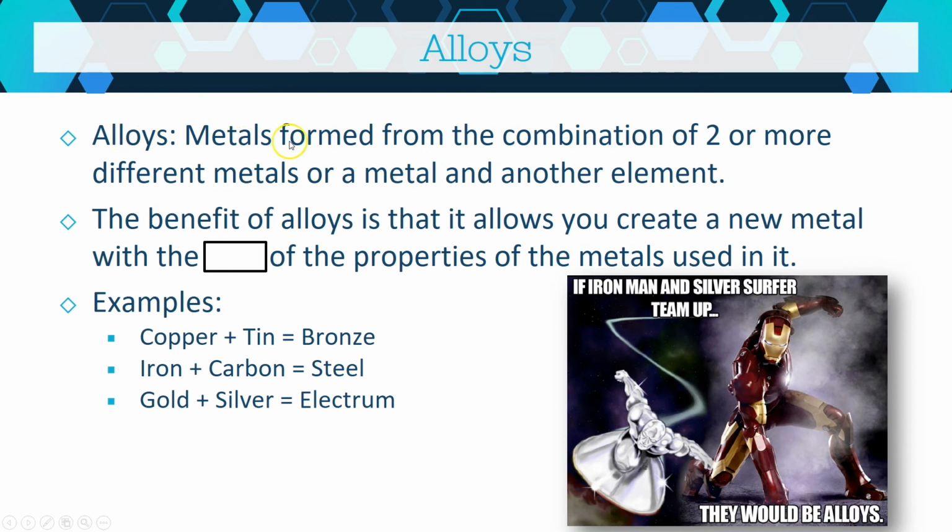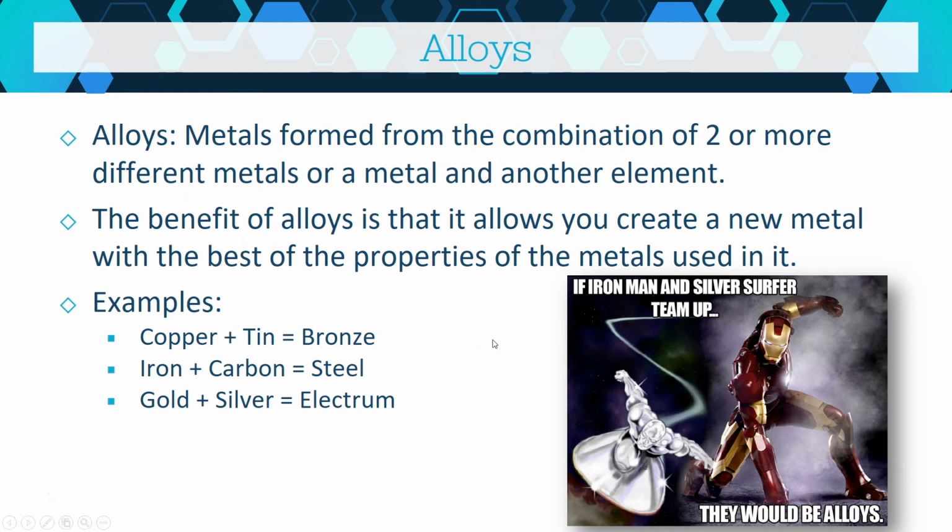So, like we've got there a definition, alloys are formed from the combination of 2 or more different metals or a metal and another element. It doesn't always have to be another metal. The reason we do this is we might have a couple of metals and they've each got some great properties, but they might have some real problems with them as well. So the hope of creating an alloy is really that you're going to get the best of both of their properties.